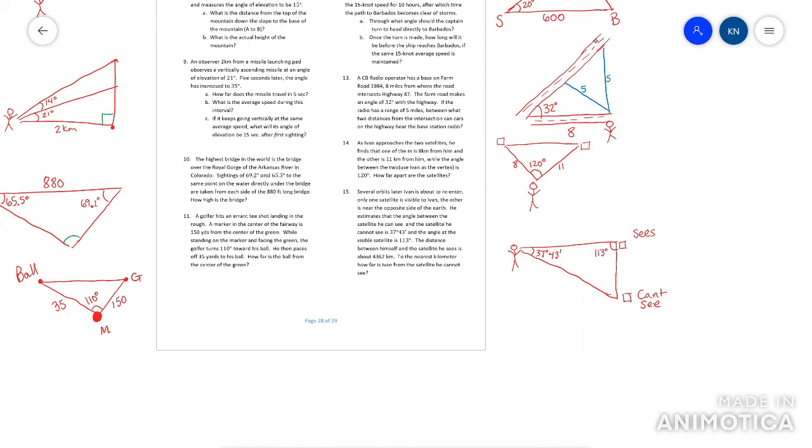The distance between himself and the satellite he sees is 4,362 kilometers. And so now I have everything I need to solve this triangle. I'd go get this angle and then run law of sines.